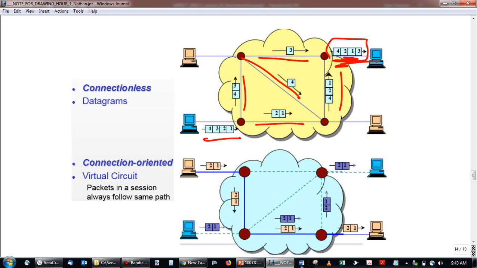The connection-oriented, the virtual circuit one, well, I'm sending 1 and 2. 1 and 2 go this way, 1 and 2 go this way, 1 and 2 go this way. They end up at the destination always using the same blue path here. They end up in the same order at the destination. Is that a different model to the one up the top? Yeah, and you might prefer one over the other depending on what you're trying to achieve.